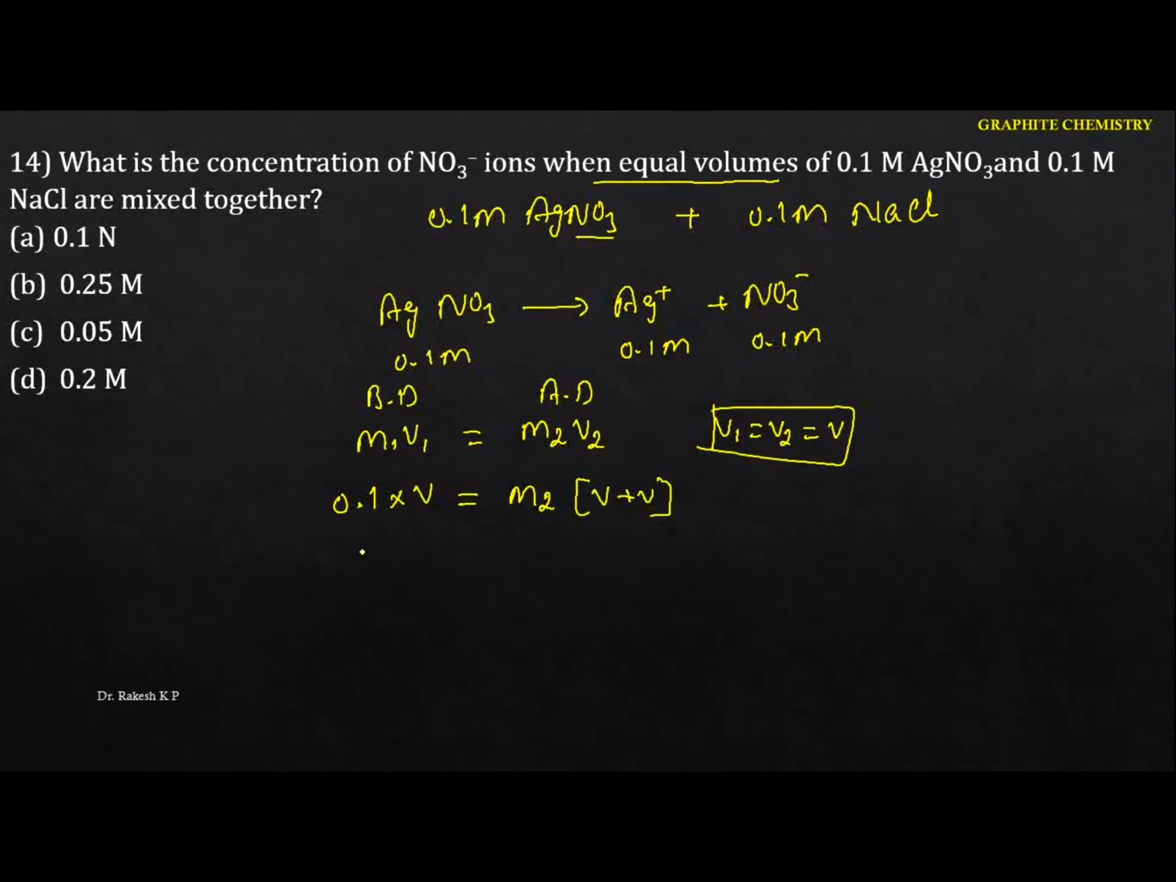Now what you are going to have: 0.1 into V is equal to M2 into 2V. So what is M2? M2 is 0.1V divided by 2V. So M2 is 0.05 molar. That means whenever silver nitrate is mixed with 0.1 molar sodium chloride, the volume will be the same, but the concentration will decrease.